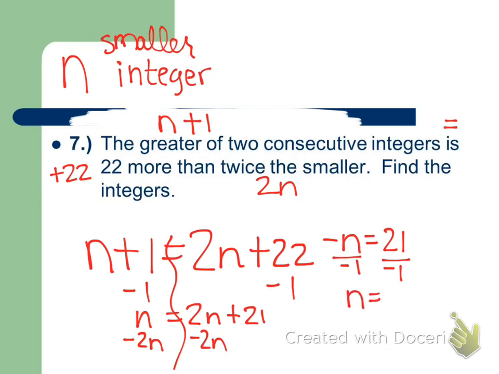Kian? Why did you subtract 2n down here? Yes. We subtracted 2n to zero them out, to get all the variables together on one side. If in the beginning you wanted to move the n instead, you can. This is just a different way of doing it. But either way, in the end, we should all be getting 21 divided by negative 1, which equals negative 21.